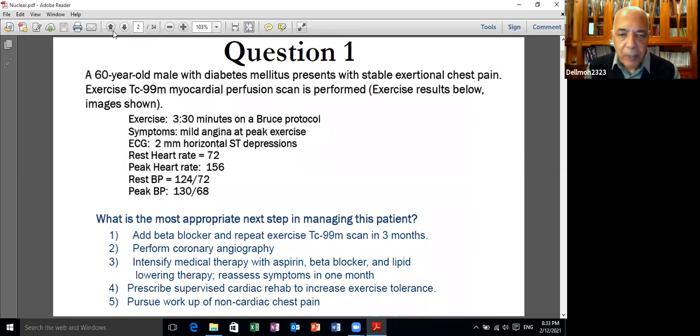What is the most appropriate next step in managing this patient? Add beta blockers and repeat exercise technetium in 3 months. Perform a coronary arteriography. Intensify medical treatment with aspirin, beta blocker, lipid-lowering therapy and reassess symptoms after 1 month. Prescribe supervised cardiac rehab to increase the exercise tolerance of the patient, or pursue workup of non-cardiac chest pain. Now I'll go back to the pictures.